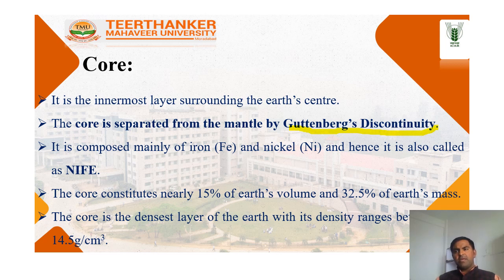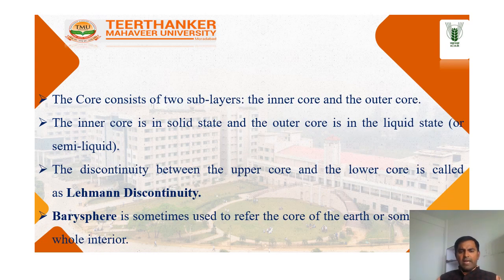It means the major composition of the earth is the core, because the mantle is only about 1% and the crust 0.5%, but the core is about 15% to 35%. The density is about 14.5 gram per cubic centimeter. It is of two types, inner core and outer core, as I have already discussed. The inner core is solid state and the outer core is liquid or semi-liquid state.